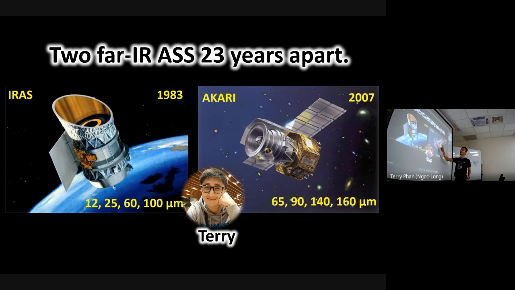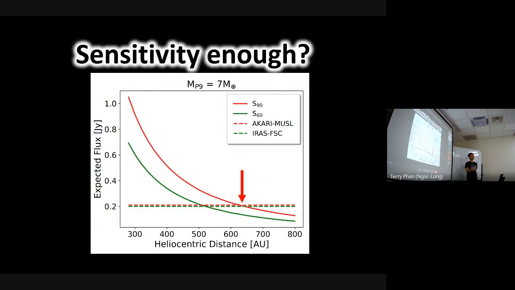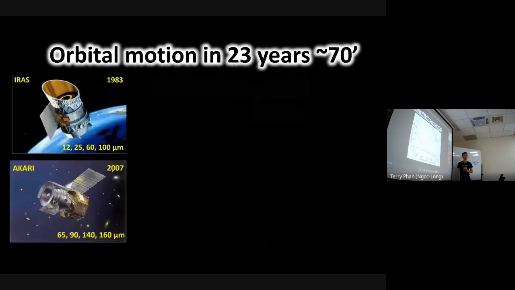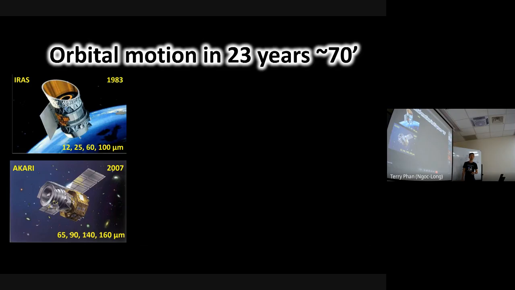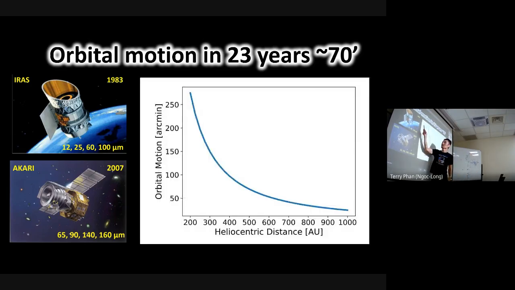Terry did not just use Akari, but combined a previous all-sky infrared satellite survey launched in 1983, and combined moving objects from this data to this data. That's what Terry is looking at. But Akari is not a big telescope. Can it detect it? Is the sensitivity enough? Actually, it seems enough. Up to 600 AU or so, Akari can detect planet 9. So the sensitivity is good. How about the orbital motion in 23 years? From 1983 to 2007, depending on the distance, the motion is something like 70 miles per minute.